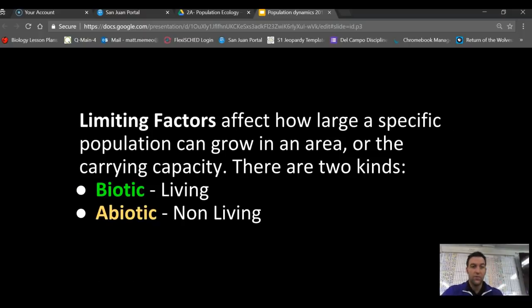Okay. The last couple of things we want to talk about are limiting factors. Limiting factors affect how large a specific population can grow in an area. Limiting factors contribute to the carrying capacity. We have two types of limiting factors that we've talked about in class: biotic, which means living, and abiotic, which means non-living.